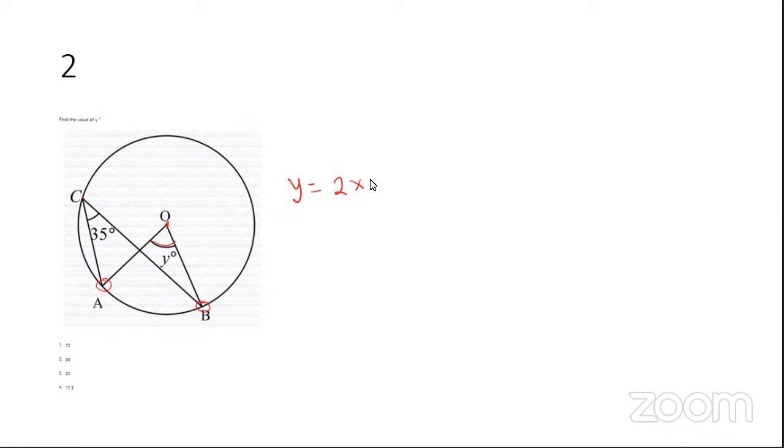Circumference is 35. It means y equals 70. So that's the solution to that particular question. The answer is 70. Okay, so the next one.